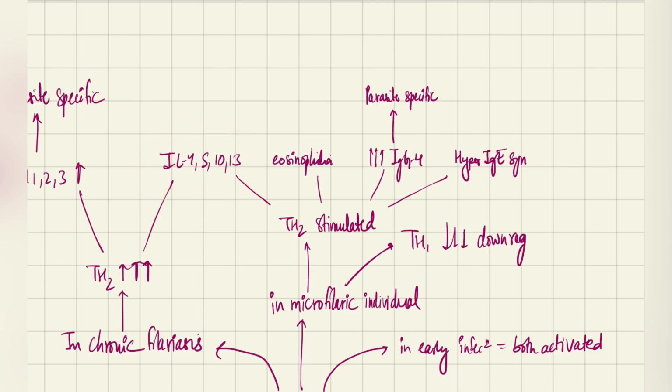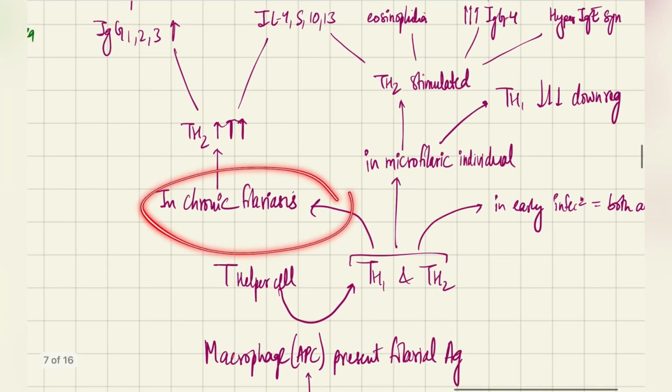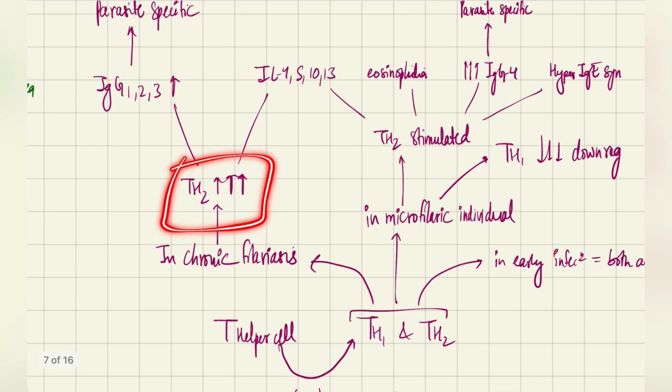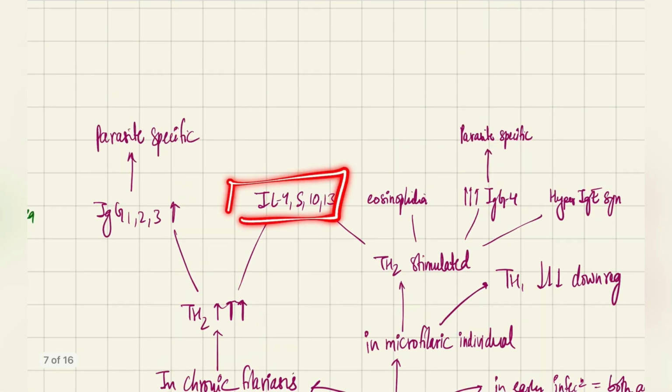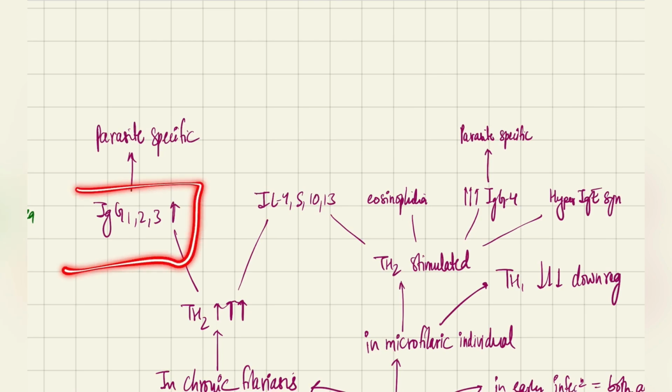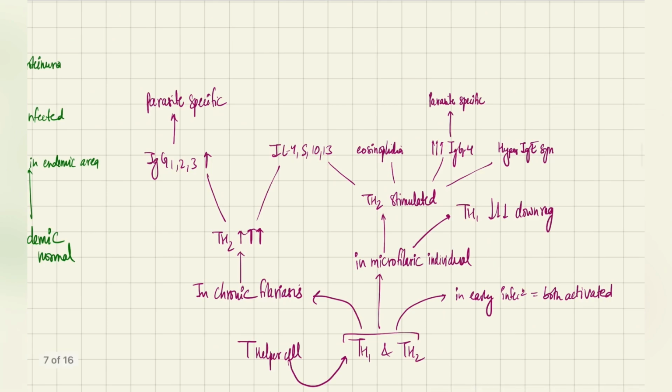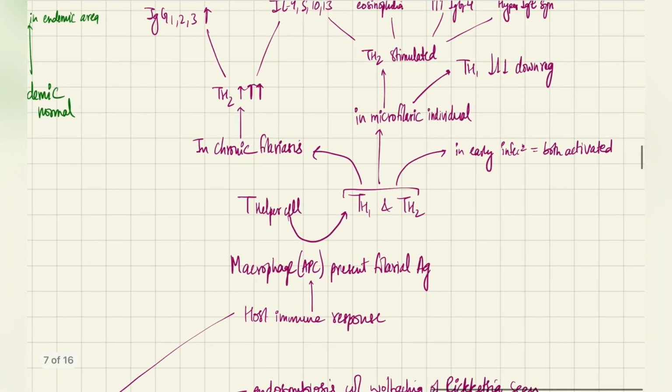If you've read immunology, you'll remember some of these pathways. So also in chronic filariasis, Th2 is increased again, and here also IL-4, 5, 10, 13 presence is seen, and also parasite specific IgG1, 2 and 3 increase. So basically what we have to note here is that the antigen presenting cells bring the filarial antigen and help in conversion of the T helper cells to Th1 and Th2 specific.